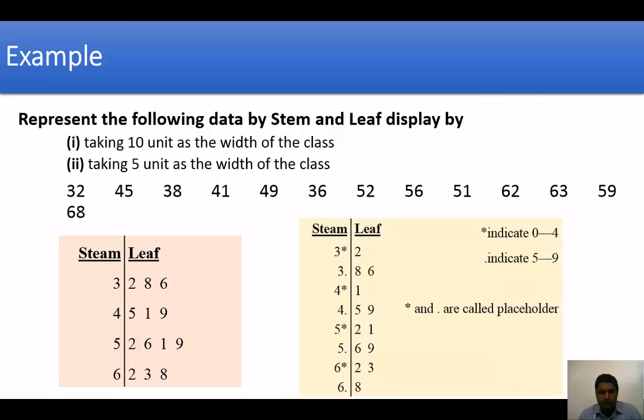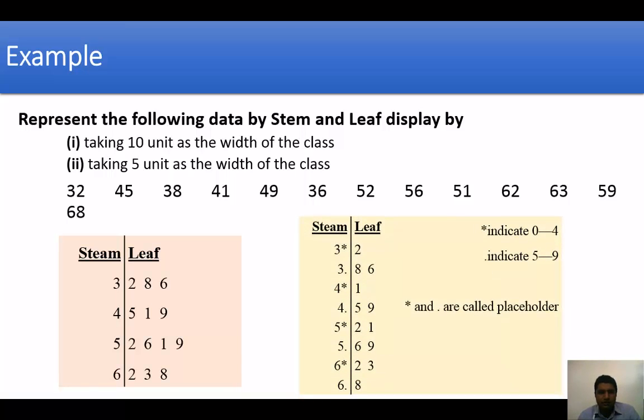Well, the same is the case with taking 5 as the unit. You just need to divide each stem into two parts, 3 star and 3 dot. 3 star will take values from 0 to 4 and 3 dot will take values from 5 to 9.